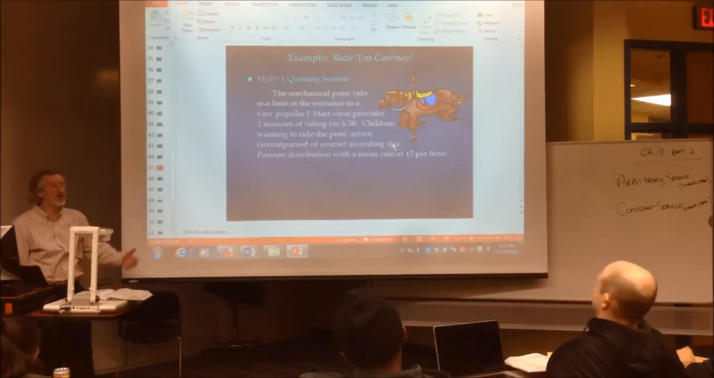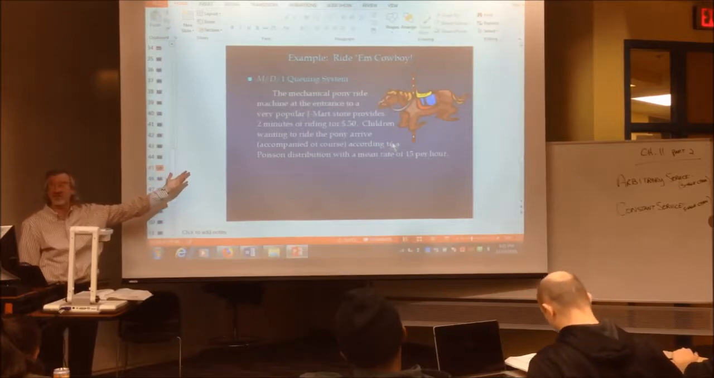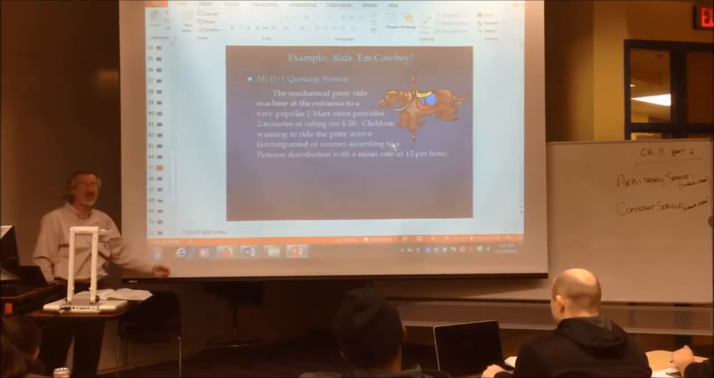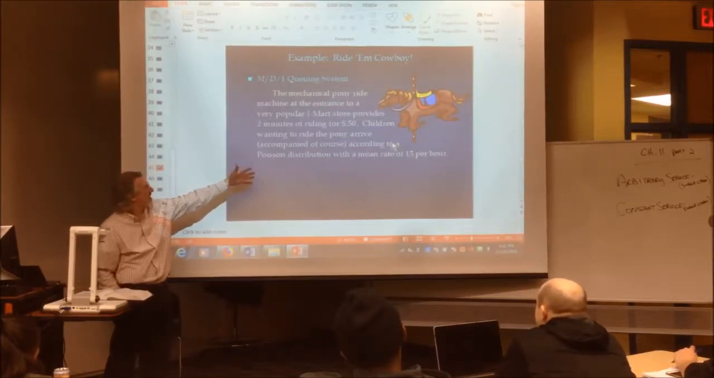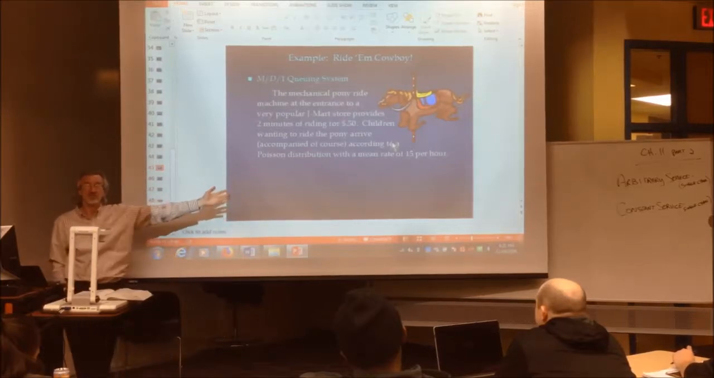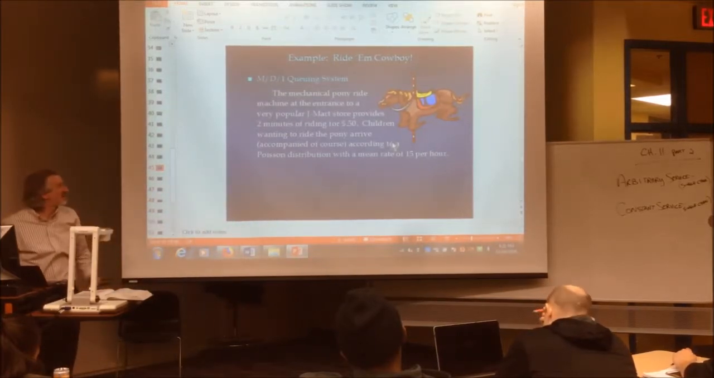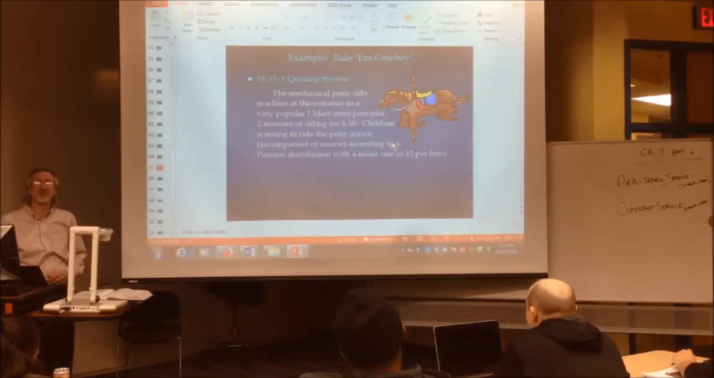And there's no human involved giving this service. That's usually a kind of a hint that it will be constant. Children wanting to ride the pony arrive accompanied by their parents at a Poisson distribution of 15 per hour. And this could have been every 4 minutes. They arrive about every 4 minutes.